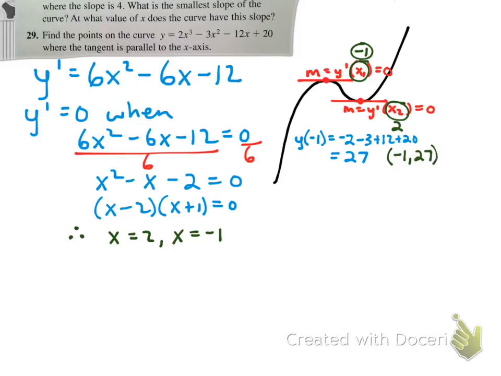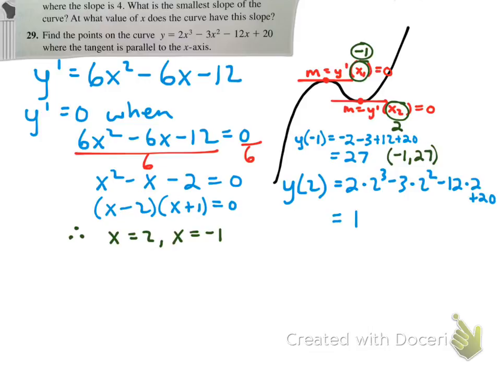Okay, and then we also want to find y of 2. Did I make a mistake? Okay, good. y of 2 would be 2 times 2 cubed. This is where I'm going to do more work. Minus 3 times 2 squared. Minus 12 times 2. And then plus 20. And I hope it's less than 27. It better be less than 27.